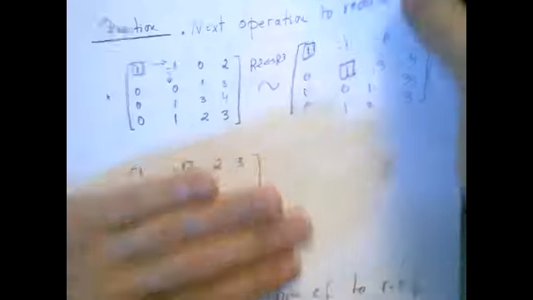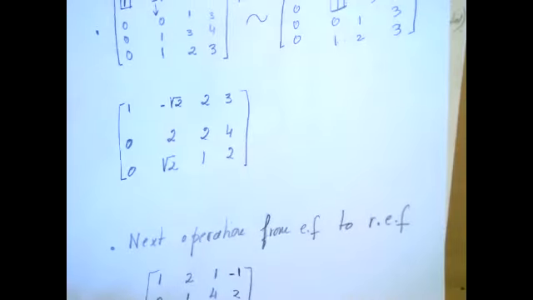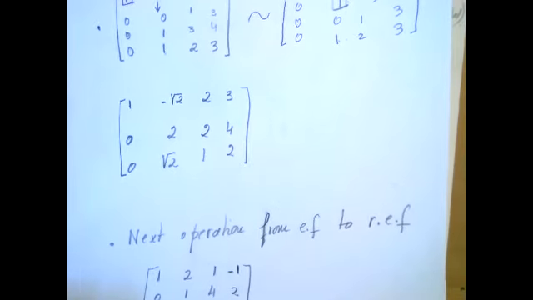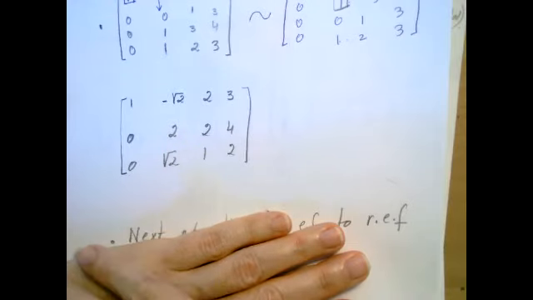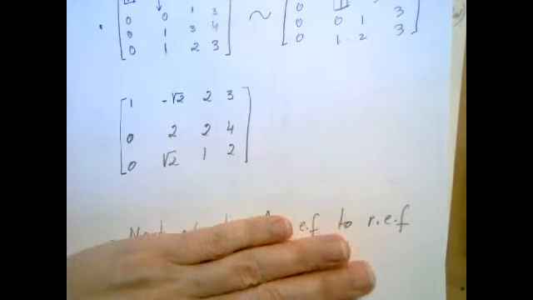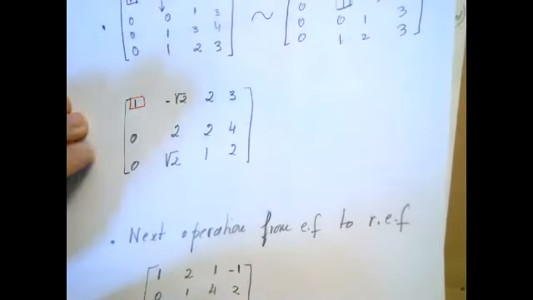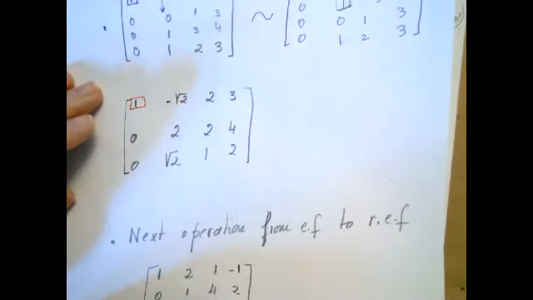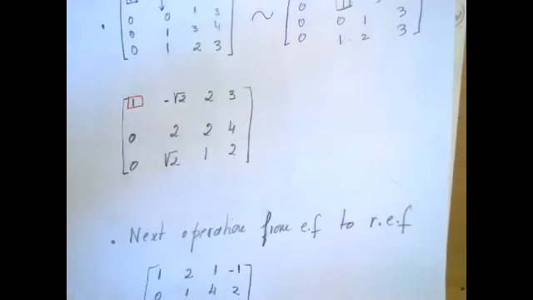Now I have this one. This is a matrix. And my question is the same. What is the next operation to reduce to echelon form? Now me being me, I always start here, and everything below it is 0. I don't know.